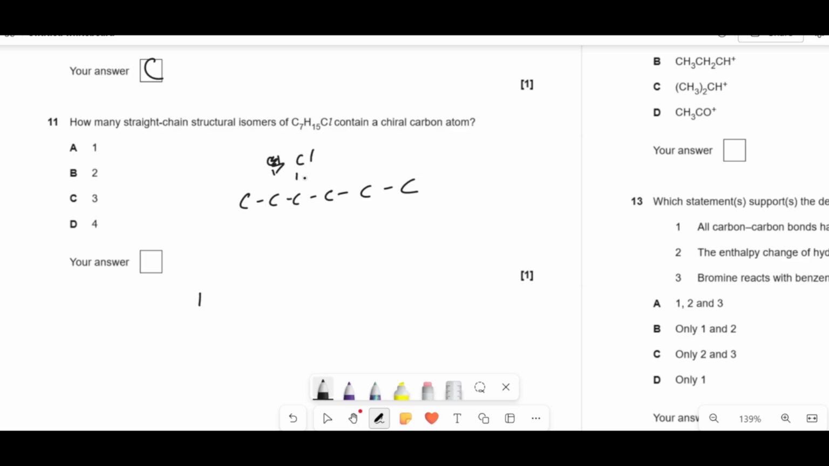If I then move the Cl here, we've got one of this and this and this, and then the H here, and then all of that. So that's 2, right? But then if I put it here, there's the same thing as this one from before. And then here as well, it's the same from the one before and the same from the one before. So the only option is that we have 2 chiral carbons, which is B.